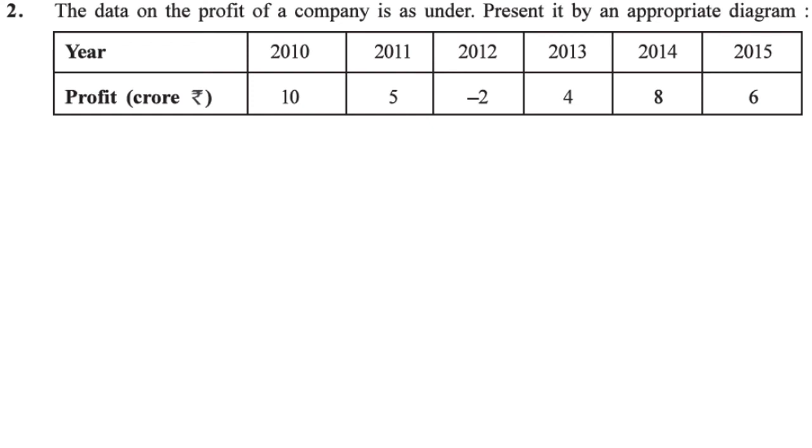The data on the profit of a company is as under; present it by an appropriate diagram. The years are given, the profits are given. If you notice, one of the values in the profits is negative. That means it is going to be less than 0. Negative means loss actually, but we have to show it below our regular 0 line.